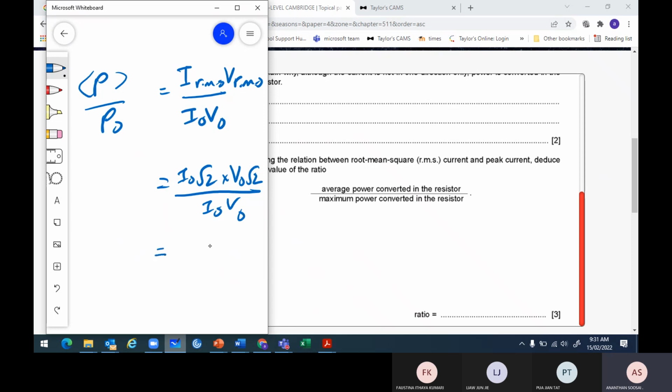So you get I naught over root 2 times V naught over root 2, divided by I naught V naught. So finally you get half. The average power divided by the peak power is half.